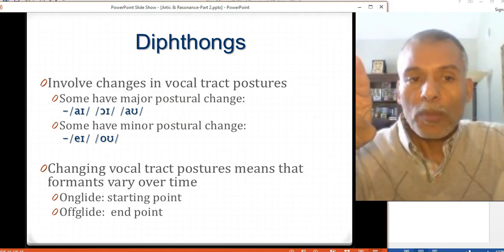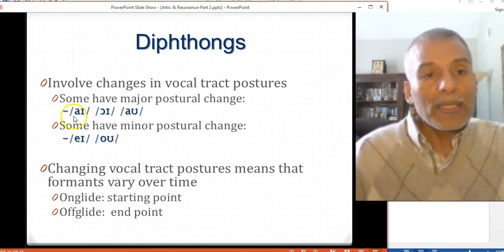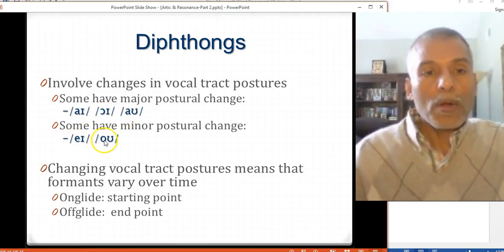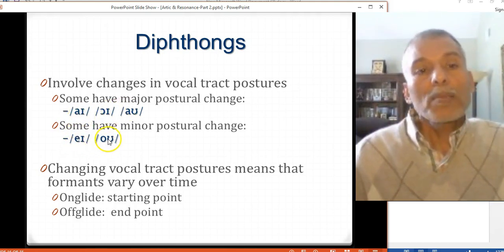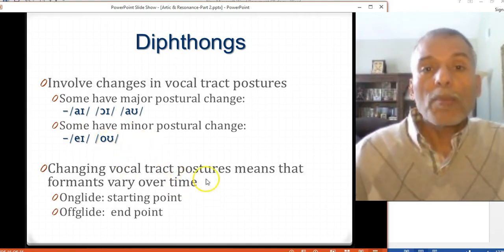I and O. How many on glides do we have? Let's see. The A, and then O, and then A, and then O. So 1, 2, 3, and 4. So these 4 sounds we have as on glides, but we only have 2 off glides in English, and both of them are high.